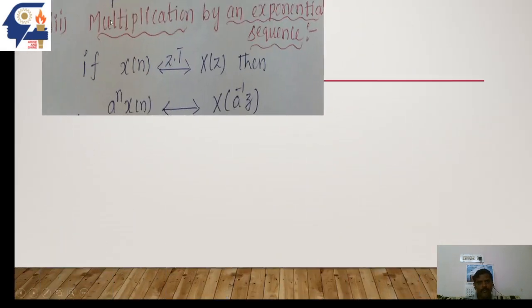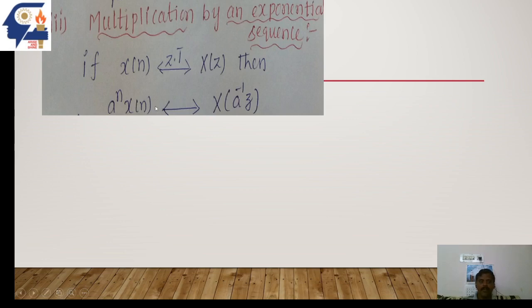We will see the multiplication by an exponential sequence. Exponential sequence in case of discrete is indicated by a power n. If it is continuous time, then the exponential signal is indicated by e power t. But in case of discrete, instead of e power t, we are going to assume a multiplication by an exponential sequence. If it is continuous, e power t or e power minus t. If it is discrete, that exponential sequence is indicated by a power n x of n.